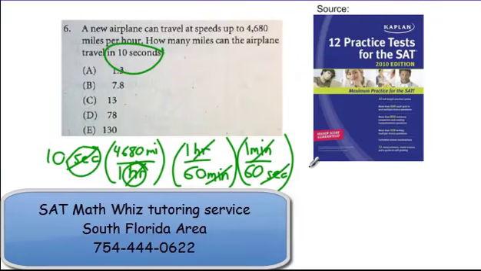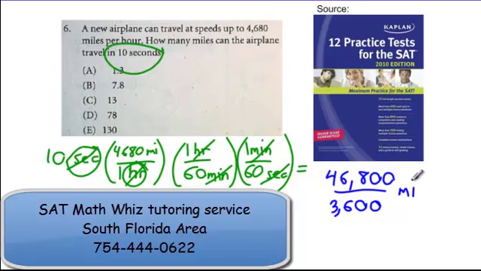Multiplying across the numerator, we have 10 times 4680 times 1, which is 46,800. Across the bottom, we have 1 times 60 times 60, which is 3,600. 46,800 divided by 3,600 is 13. So, in 10 seconds, the airplane has traveled 13 miles.